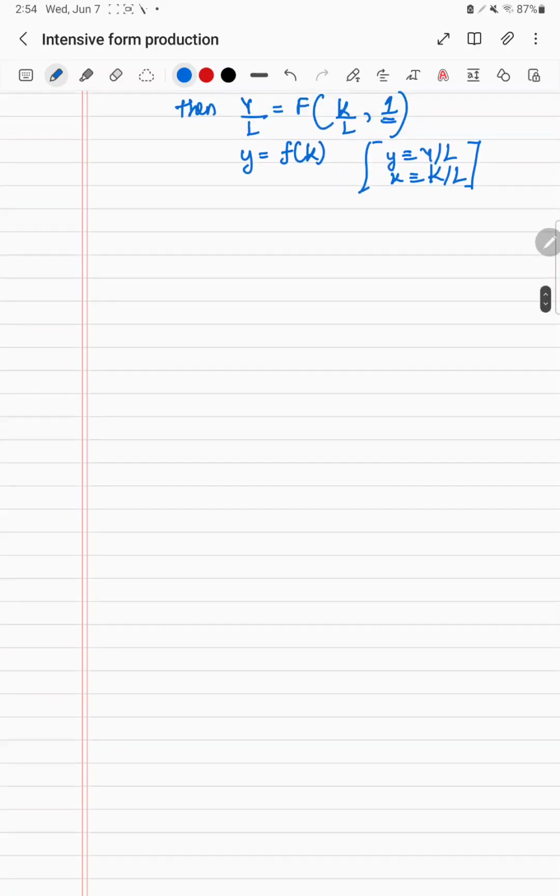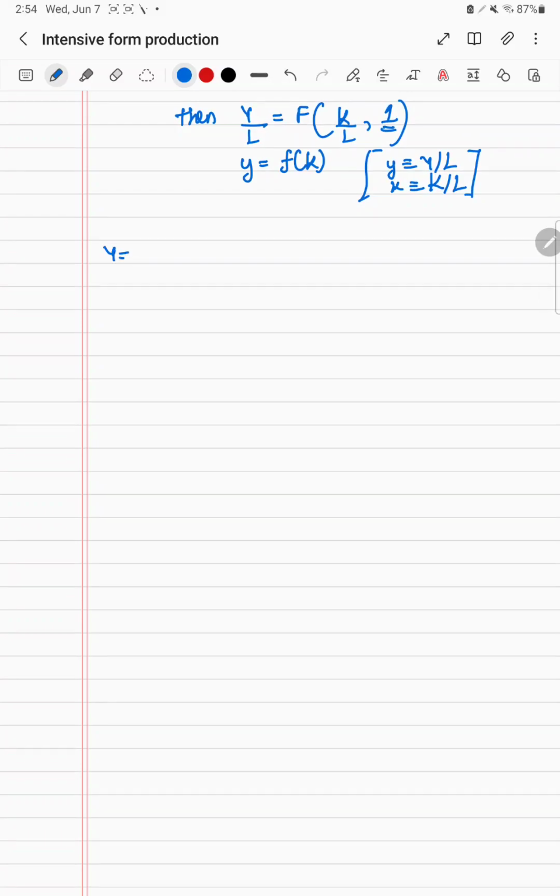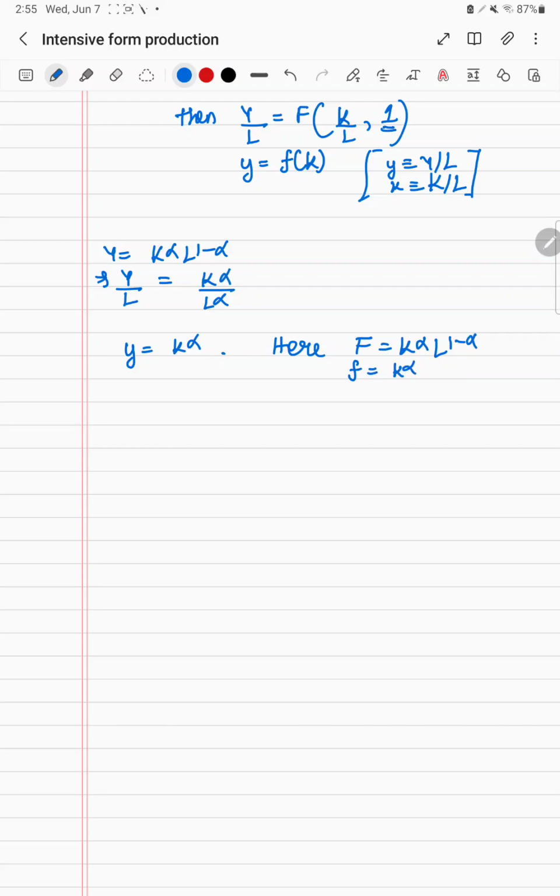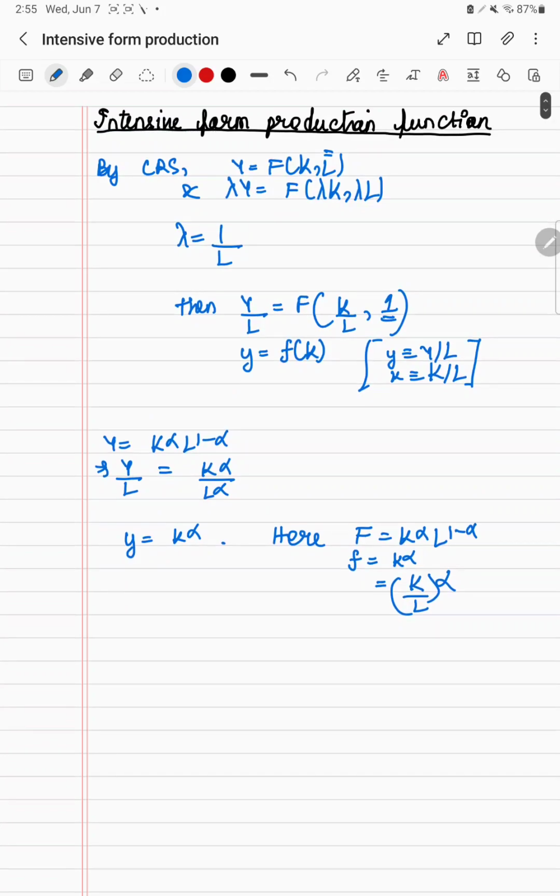So let's derive one such function to be clear. Let's assume this is K to the alpha L to the 1 minus alpha. So y by l is k to the alpha by l to the alpha. So small y is equal to small k to the alpha, right? So here capital F is equal to K alpha L 1 minus alpha, and small f is equal to small k to the alpha, or k by l to the alpha. So these are separate functions. That's the point I'm trying to make. So this is the intensive form production function for a CRS technology. And the lesson is that you can express output per worker purely as a function of capital per worker if it is a CRS production function.